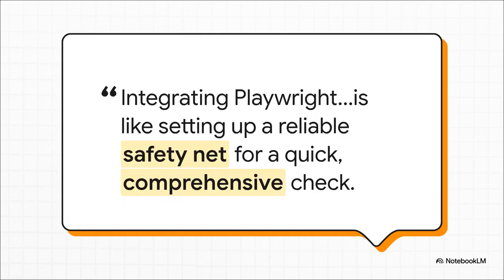I really love this analogy. Think of every single commit, every pull request, as a developer walking a tightrope. CI, that's your safety net. If you happen to slip up, if there's a bug, it catches you right away. You get that immediate feedback long before a mistake ever gets a chance to reach your actual users.